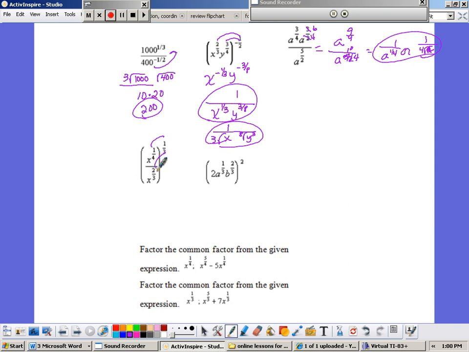Multiply in x to the 1/12 over x to the 2/9, common denominator 36. So 3/36 on the top, 8/36 on the bottom. So I multiply by 4, gives me 5/36 on the bottom. So 1 over x to the 5/36. Or 1 over the 3rd root of x to the 5th.